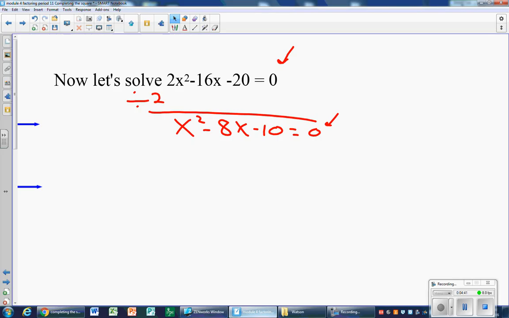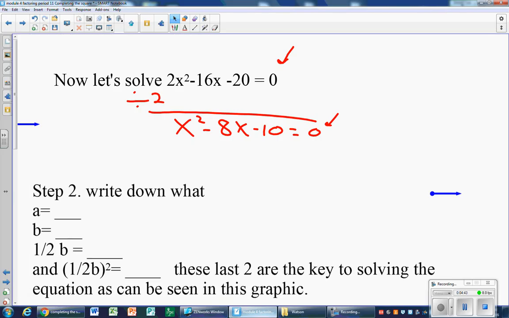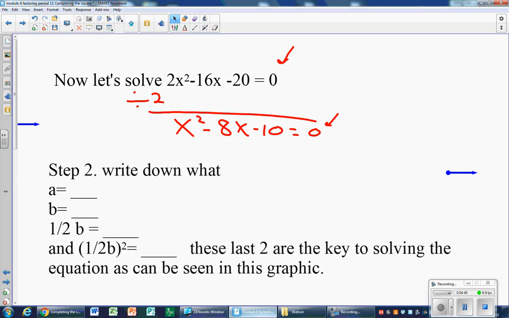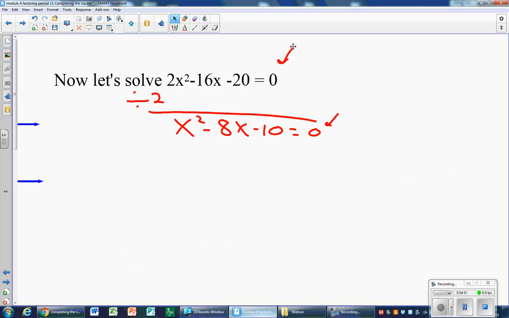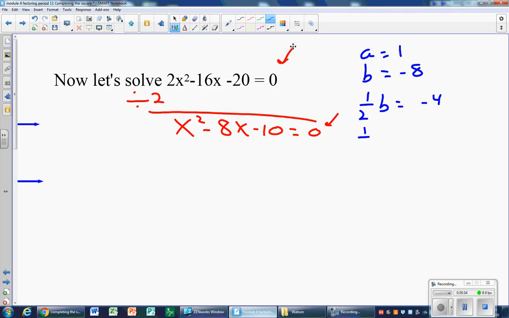Let's take a look at step number 2. Write down what a equals, b equals, 1/2 of b, and 1/2 b squared equals. A equals 1. B equals -8. 1/2 of negative 8 is negative 4, and 1/2 of negative 8 squared is 16.